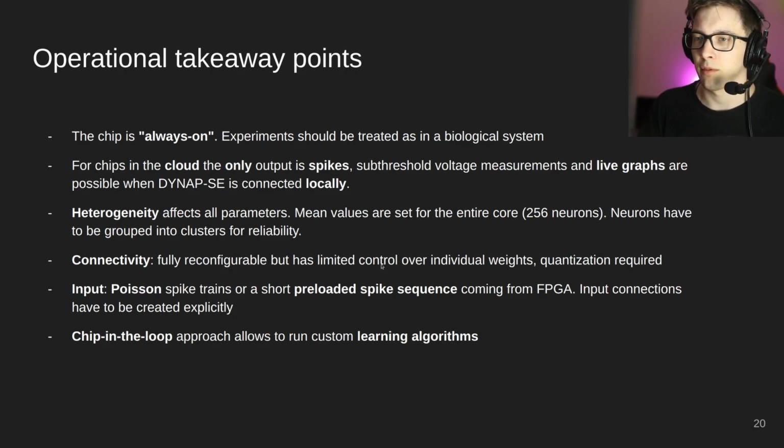You can have reconfigurable connectivity between all of the neurons, but you have quite low precision of individual weights. The good thing is you can change them on the fly while the chip is active. The inputs that you send should be either preloaded FPGA spike trains, or you program the onboard Poisson spike generators to provide spike trains with fixed connectivity. And then, yeah, the live updates could be used for some sort of learning algorithms.